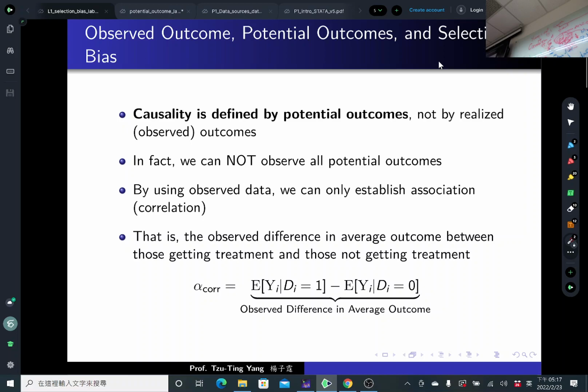And this bias basically reflects that the treatment group, those who select into the treatment, and those who select not to get a treatment, are actually quite different. This difference will create a selection bias that may confound the causal effect we want to estimate. Okay.